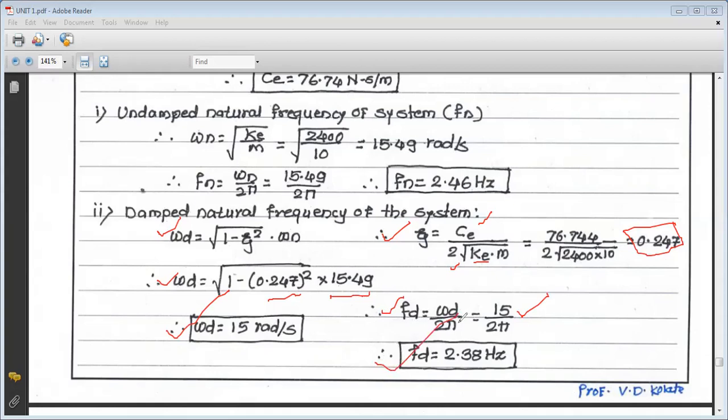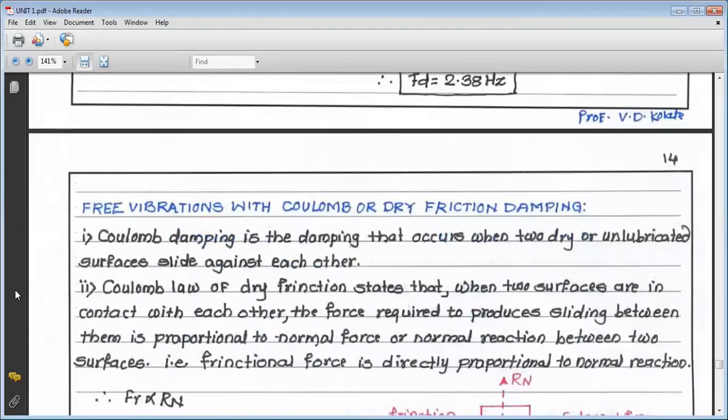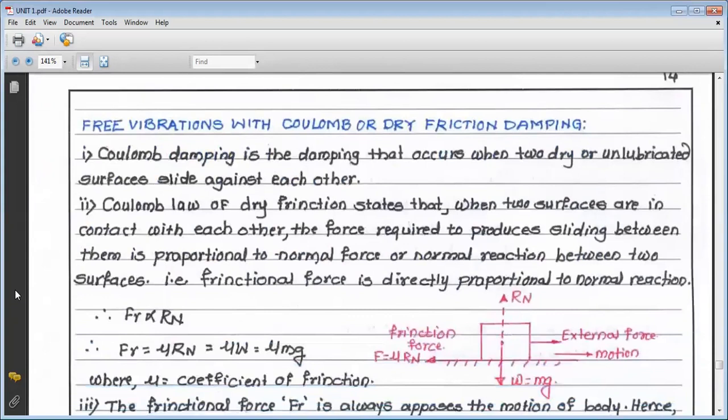So this is a simple problem in which we can find out the undamped natural frequency and damped natural frequency of the system. So this is a problem based on free damped vibration with viscous damping. So now the next topic of our lecture is free damped vibration with Coulomb damping or dry friction damping.